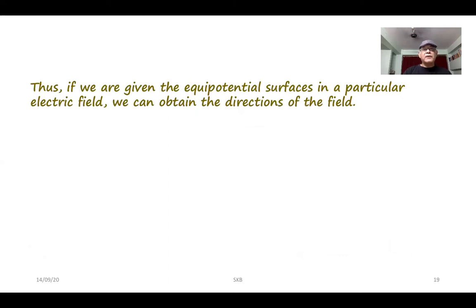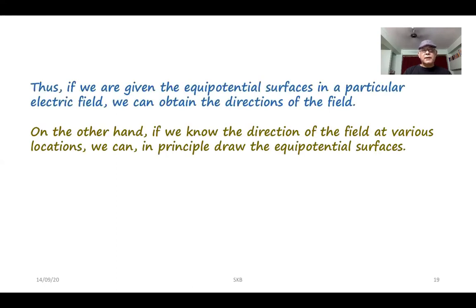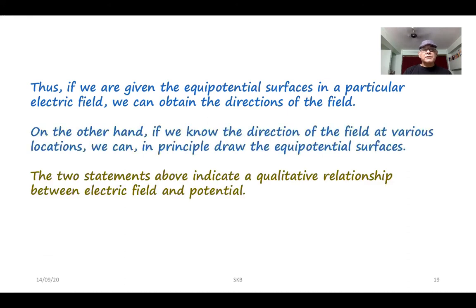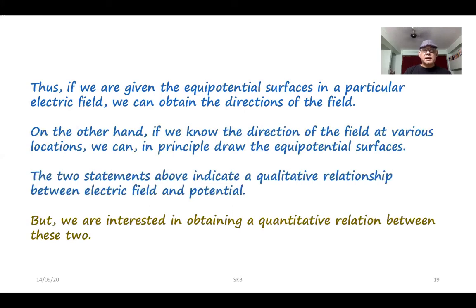Thus, if we are given the equipotential surfaces in a particular electric field, we can obtain the directions of the field at various locations. On the other hand, if we know the direction of the field at various locations, we can, in principle, draw the equipotential surfaces. The two statements above indicate a qualitative relationship between electric field and potential. But we are interested in obtaining a quantitative relation between these two.